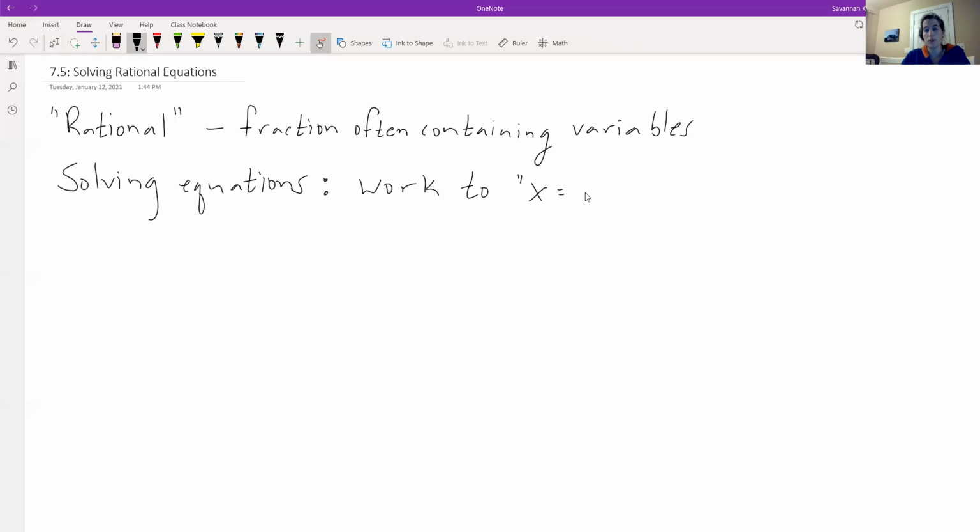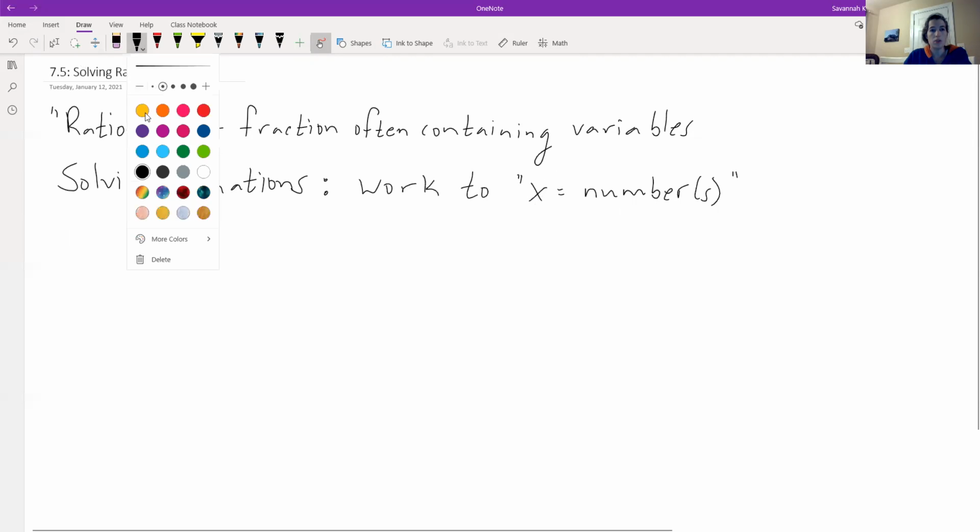x equals either a number or maybe more than one number, depending on the scenario. So just as a review, that's what we're aiming at. We want x, or it could be y or any other letter, whatever they give us. We want that to equal some kind of number, and then we know we're done.